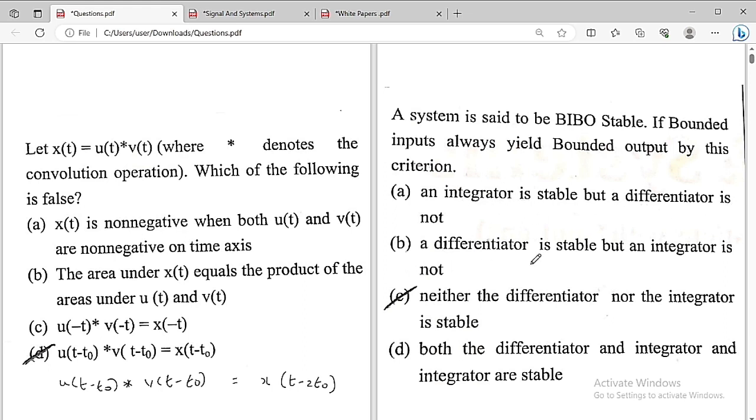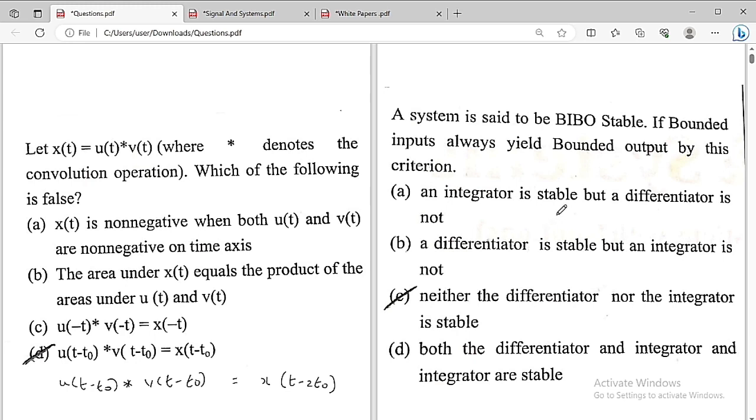Option B, the differentiator is stable but the integrator is not. Option C, neither the differentiator nor the integrator is stable. And option D, both the differentiator and the integrator are stable. So out of these four options, which is the true statement we need to figure out.